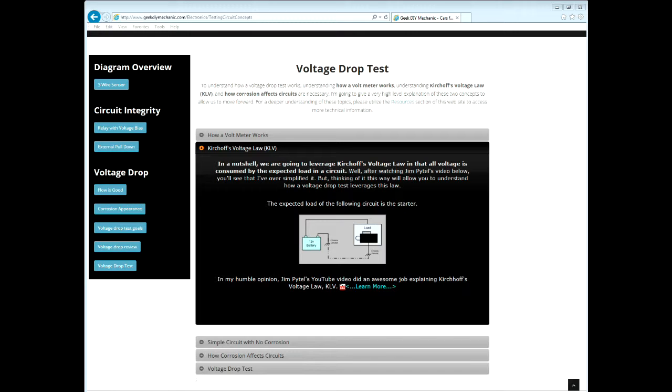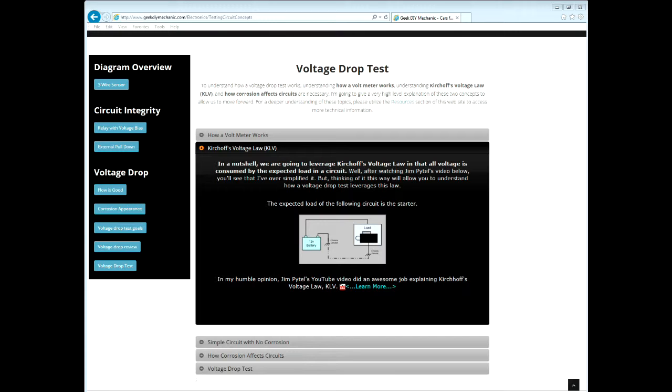Kirchhoff's voltage law states this expected load, the starter, will consume all of the available voltage. Therefore, if we find any substantial voltage anywhere else in this circuit, we have found a problem, which tends to be caused by corrosion. This additional voltage is what the voltage drop test is trying to find. A healthy circuit will result in no additional voltage drop detected outside of the expected load for that circuit. Once you understand the concepts of the voltage drop test, and with experience, you will be able to apply this test to more complicated circuits.